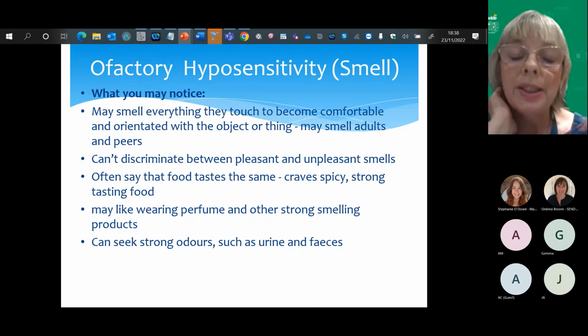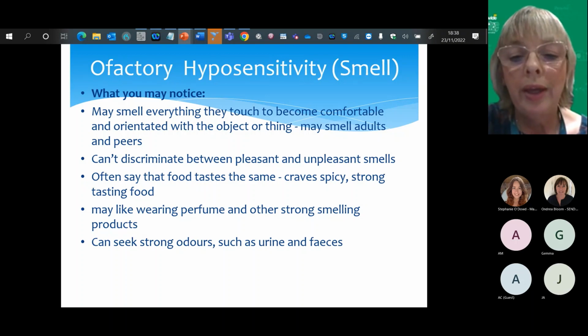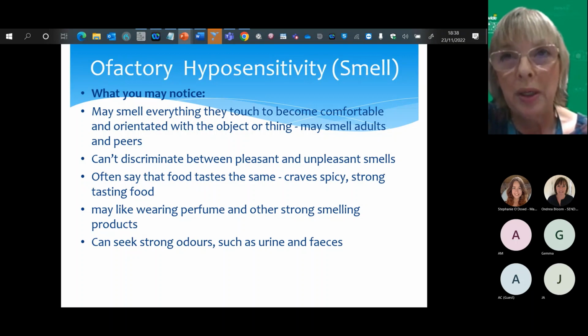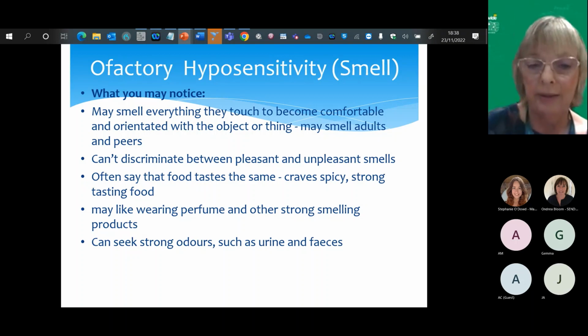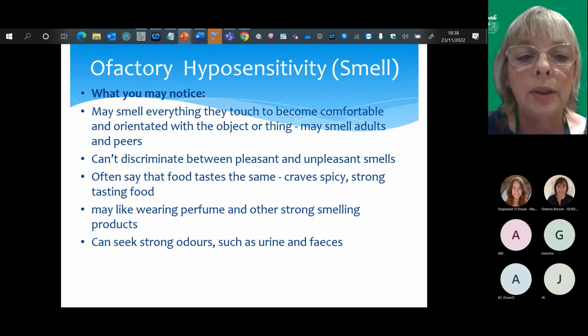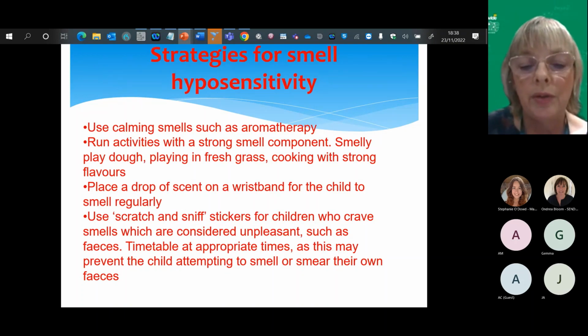Smell: a child that's under-responsive is the child that sniffs things, will pick up and smell everything, and won't notice the difference between pleasant and unpleasant smells. Some children will actually play with or smear feces if you've got a child that's got really complex needs, and that's because they're seeking that smell. So there are some strategies for hypersensitivity of smell.